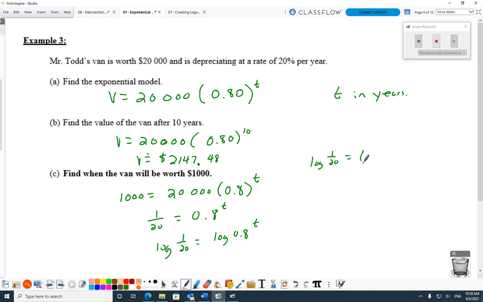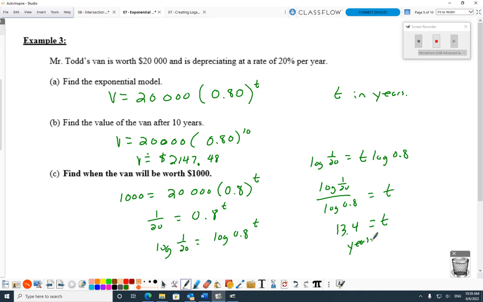And I said it fast that time on purpose, not to rush the lesson, but to get that point across: when there's an unknown in the exponent, take logs of both sides so you can bring it down. That sentence hopefully is starting to become simpler to think about. And that allows me to use division to find this t instead. Get my calculator out. Log of 1 divided by 20 divided by log of 0.8, 13.4 years before my van is down to $1,000.